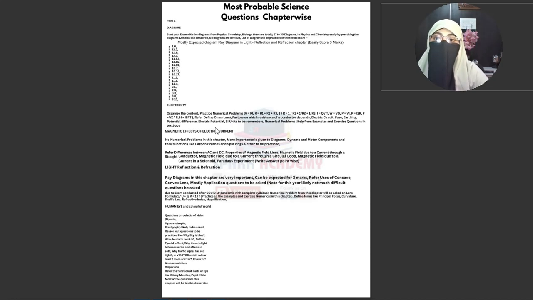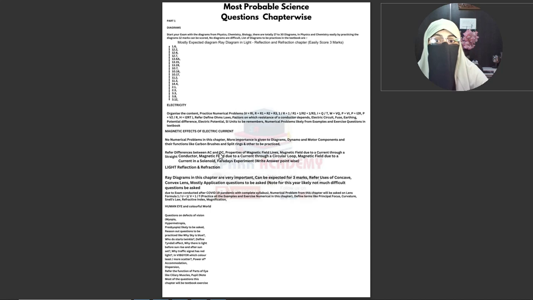Okay. So coming on to the next unit, that is the magnetic effects of electric current. In magnetic effects, you will not be having numerical problems. Okay, you will not be having numerical problems, but what is important over here is the diagrams of a dynamo and a motor.